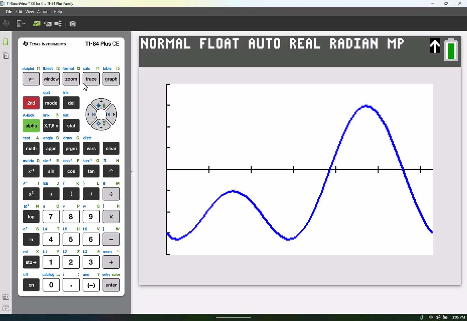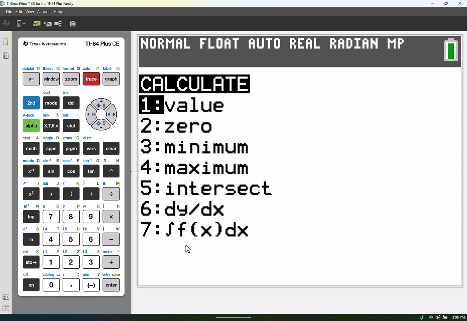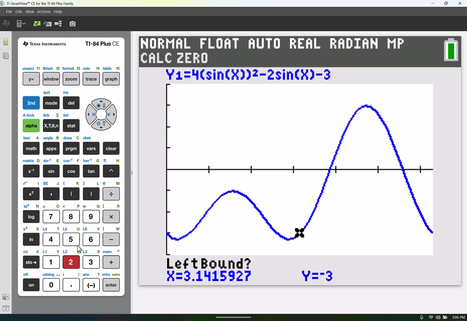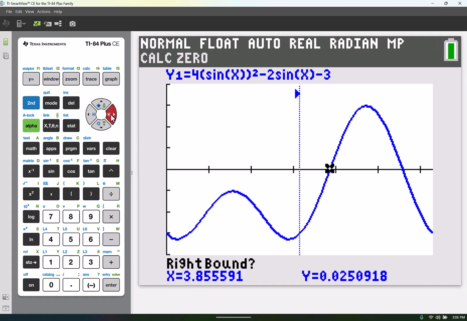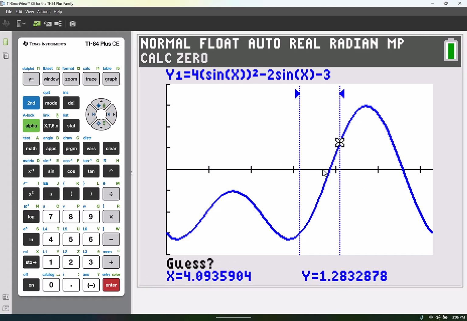Go to second calculate. Which one of those do you think is the one I got to push? Yeah, zero, number 2. That means where's the y value 0, guys? So push number 2, and look what it says: left bound. All that means is, where do you want me to look? That's to the left of this intersection, so I'm going to push enter. Then right bound, so I'm going to scroll to the right, just past it. Boom. If I had several, I would go to the one I want. I only have one, so you don't have to guess. You can just push enter.